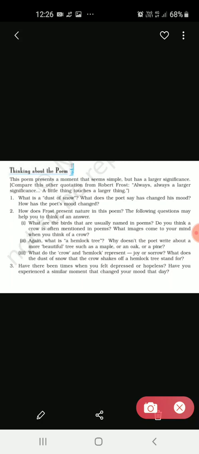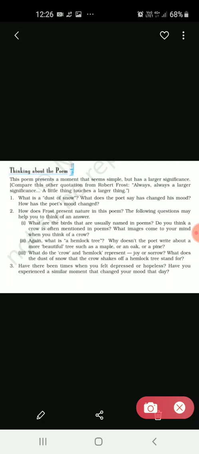Birds like sparrow, nightingale, and peacock are more often praised and named in poems. Unlike these birds, crows are often seen as indicators of doom and fear, and they are often used in negative connotation and references only. And now moving to another one. Again, what is a hemlock tree? Why does the poet write about a beautiful tree such as a maple or an oak or a pine?